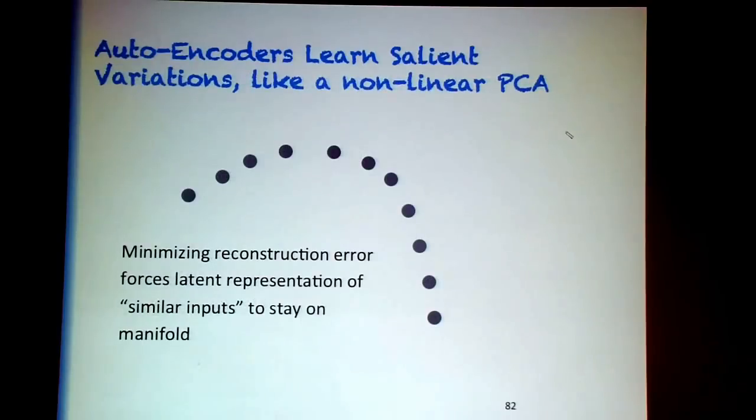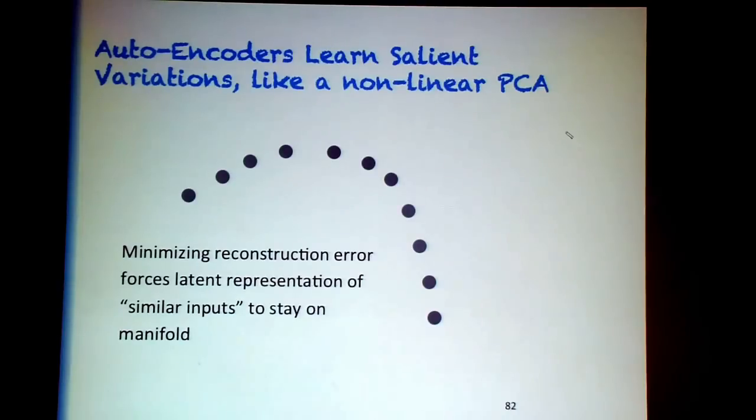So what is going on with autoencoders? How do they help us to capture manifolds? We've already seen that the linear autoencoder, which is the same as PCA, captures linear manifolds. What nonlinear autoencoders do is they can capture nonlinear manifolds, like this one.